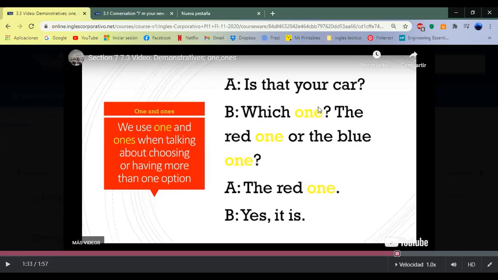Okay, aquí ya se da a entender de qué estoy hablando yo. ¿Qué es lo que estoy reemplazando acá con one? El carro. Okay, I'm talking about the car. So instead of saying which car, para no decir cuál carro, which one, y ya se entiende. The red one, ya sabemos de qué carro estoy hablando. Or the blue one, I know that we're talking about a blue car. Okay, and you can see that I have two cars. Estoy hablando de dos carros.